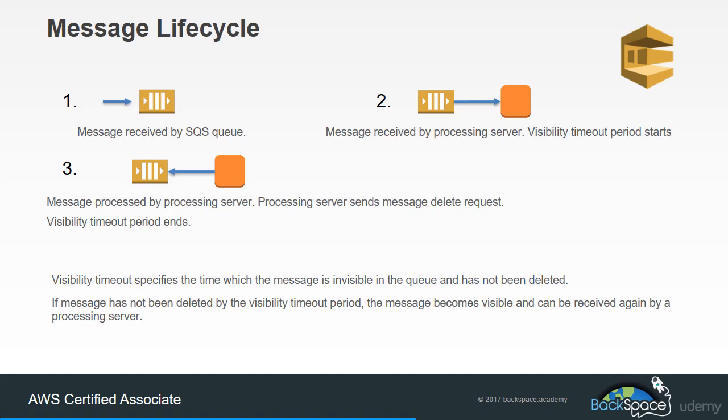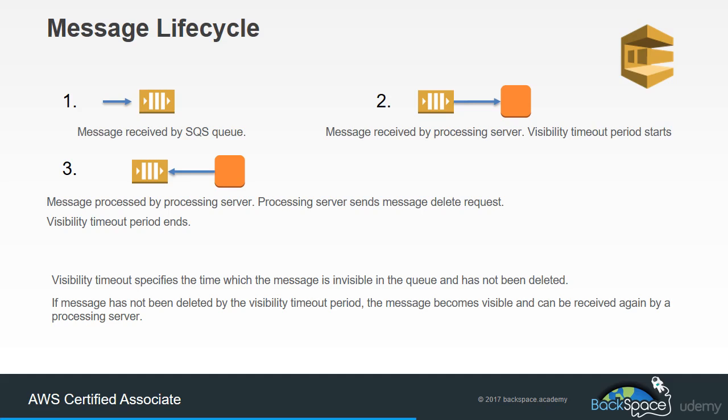So once a message is processed, the processing server sends a message delete request back to the SQS service. At that point, the visibility timeout period ends. So the visibility timeout specifies the time which the message is invisible in the queue and has not been deleted. And then once it has been processed and deleted, the visibility timeout period ends. So if a message has not been deleted by the visibility timeout period, the message then becomes visible and can be received again by a processing server.